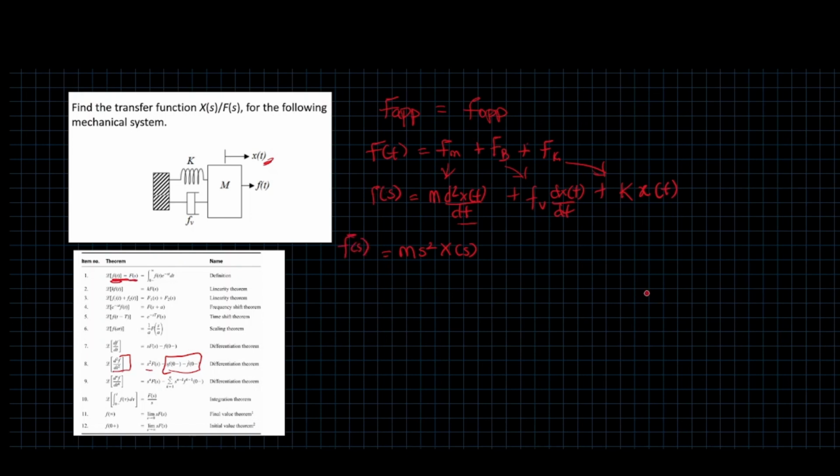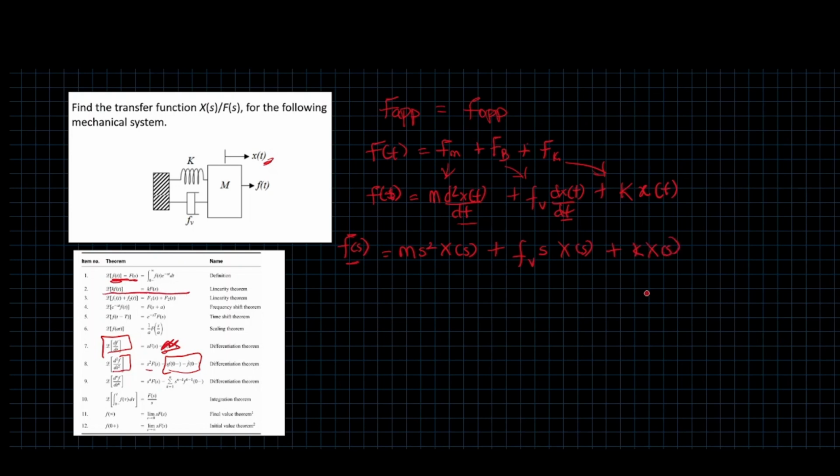So at this point, it's f of t. Now it's F of s. Plus, at this point, ignoring our initial conditions, it's just going to be FV s X of s. We're not dealing with F, we're dealing with X, plus K X of s.